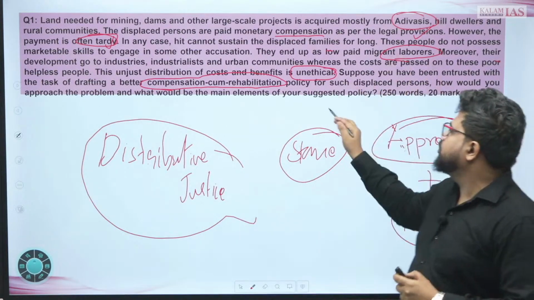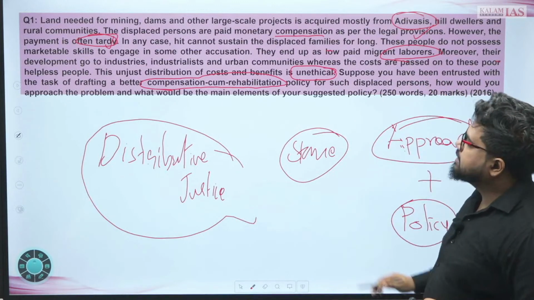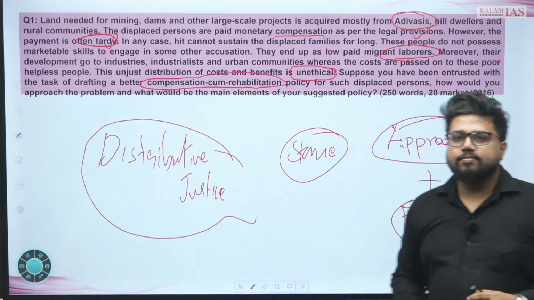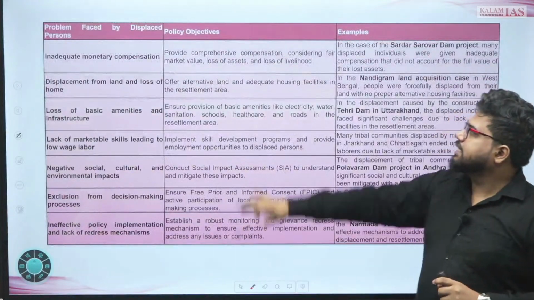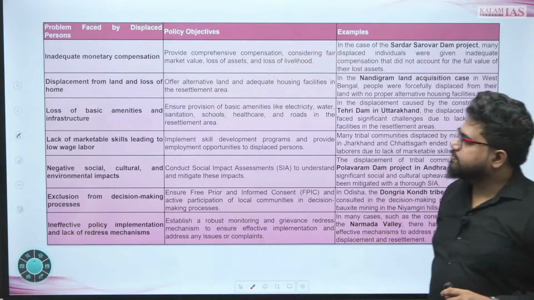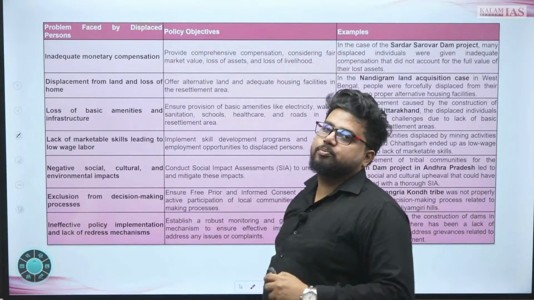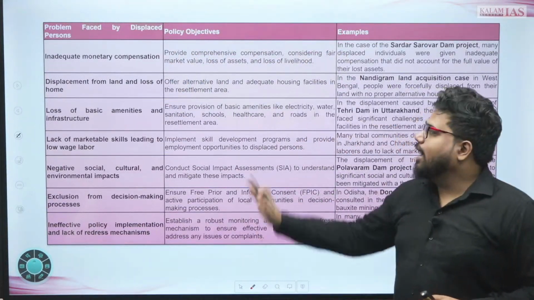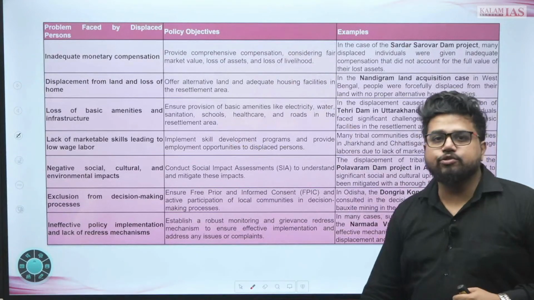So whose responsibility is it? You have been entrusted with drafting the policy. Now, what basic conditions should you know? You can think from the perspective of the different problems listed in this case study and what the policy objectives for this can be.